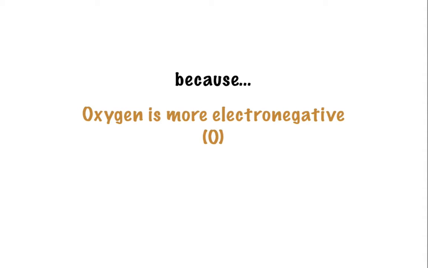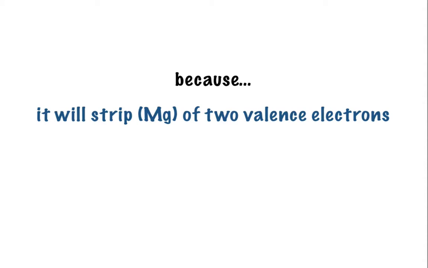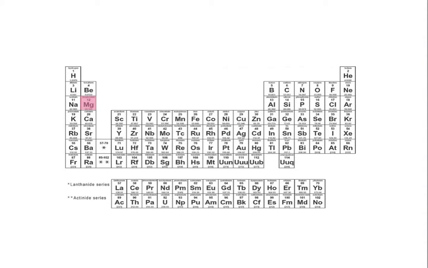All right, so the oxygen is more electronegative, right? So it's more electron hungry. And because it is more electron hungry, it's going to strip magnesium of 2 valence electrons. And we know that it's going to be 2 valence electrons because if you look at the position of magnesium and oxygen on the periodic table, magnesium is in group 2 and oxygen is in group 6. Okay? And because of this, we know the oxidation numbers. Oxygen has a -2 oxidation number, where magnesium has a +2.